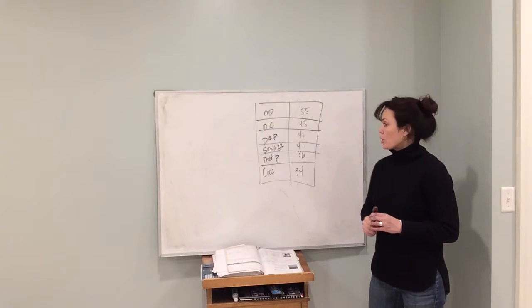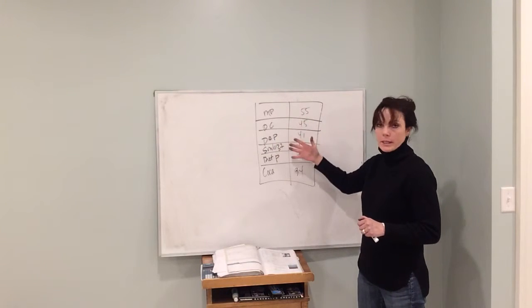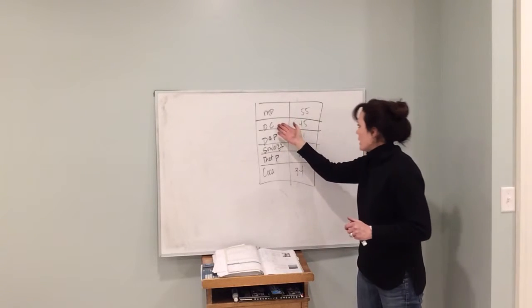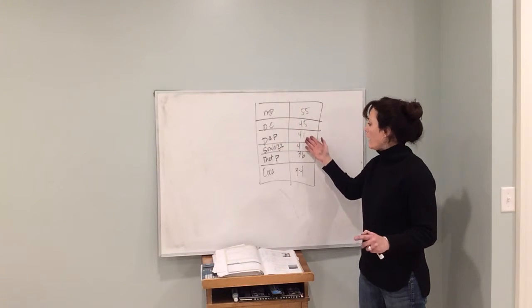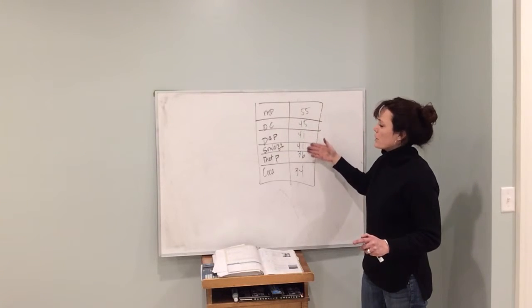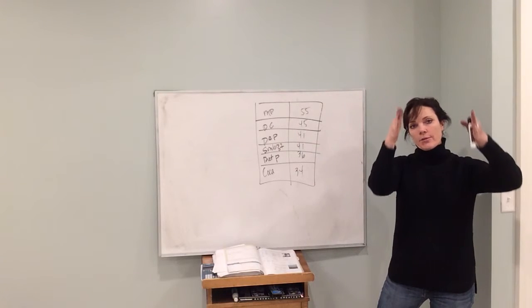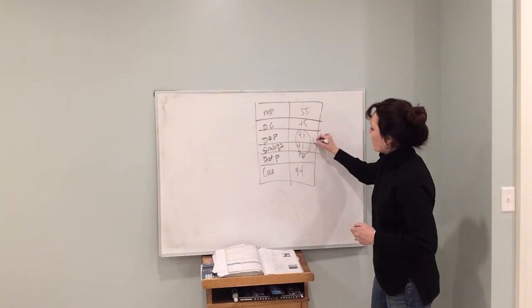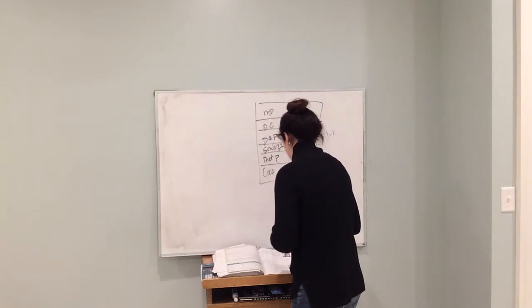First of all, it's a function because none of these parts of our domain repeat. Diet Coke isn't 45, and then Diet Coke is also 41. However, it's not one-to-one because 41 shows up in our range twice. So in a one-to-one function, not only does every x have to be unique, every y has to be unique. So this is not one-to-one because of those right there.